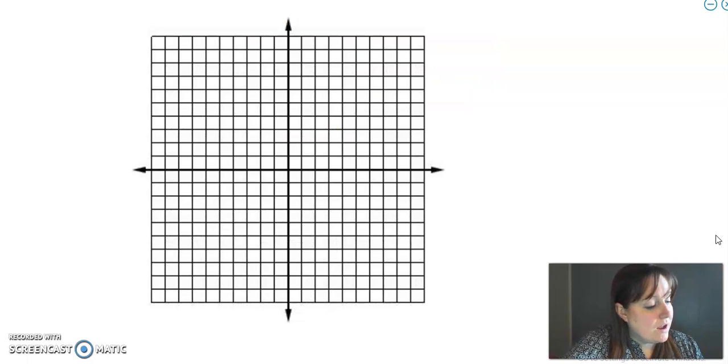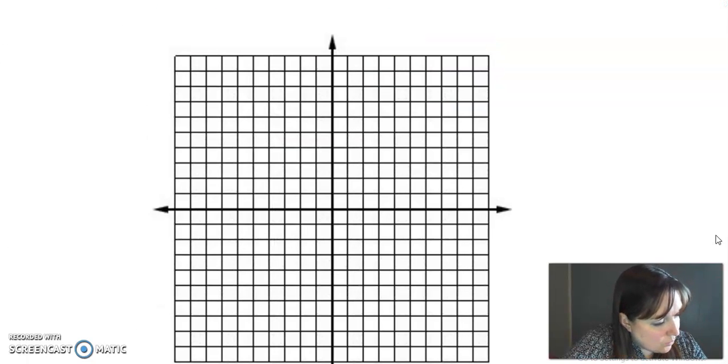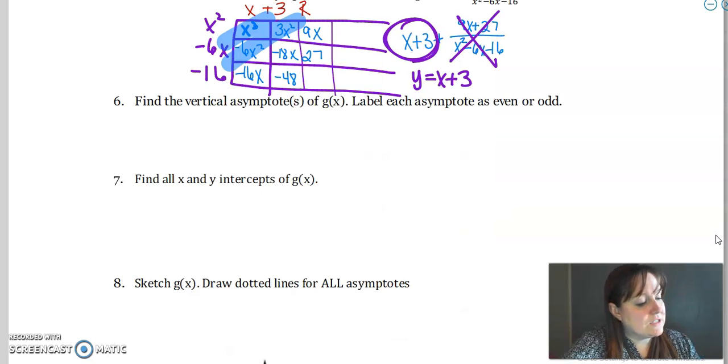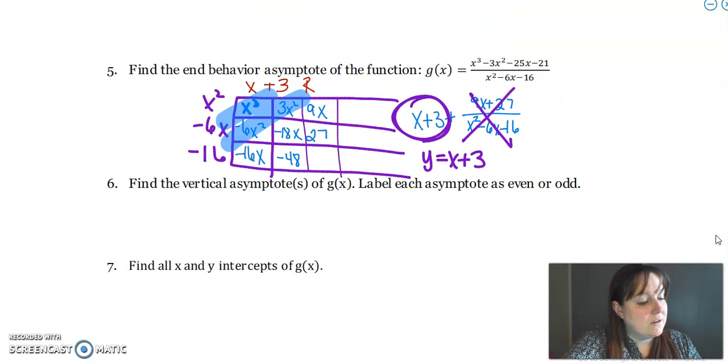Let's come down here and let's graph it. So y equals x plus 3 is a line with a slope of 1 and an intercept of positive 3. So this is our asymptote. That's our asymptote. Okay. Next, it says find the vertical asymptotes and state whether each of them is even or odd.